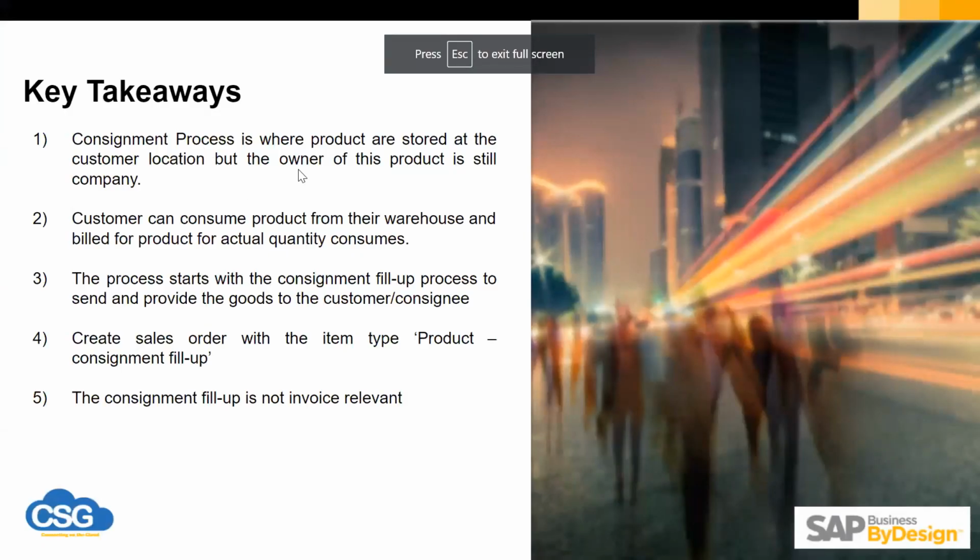The consignment process is where products are stored at the customer location, but the owner of this product is still the company. The customer can consume product from their warehouse and is billed for the actual quantity consumed. The process starts with a consignment fill-up to send and provide the goods to the customer or consignee. Then we create the sales order with the item type product consignment fill-up. The consignment fill-up is not invoice relevant. Like we saw, we did not invoice, we just delivered the goods. And when they were ready to use them, then we issued and invoiced.